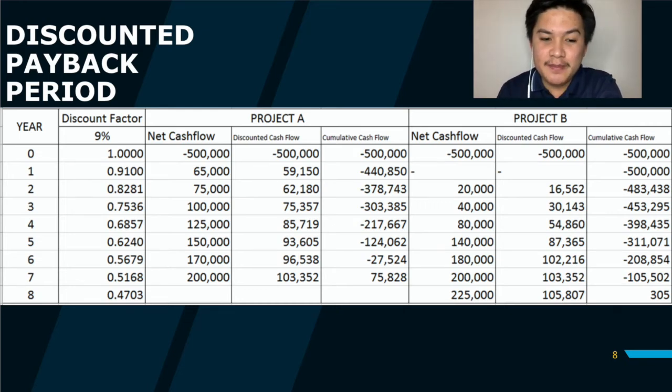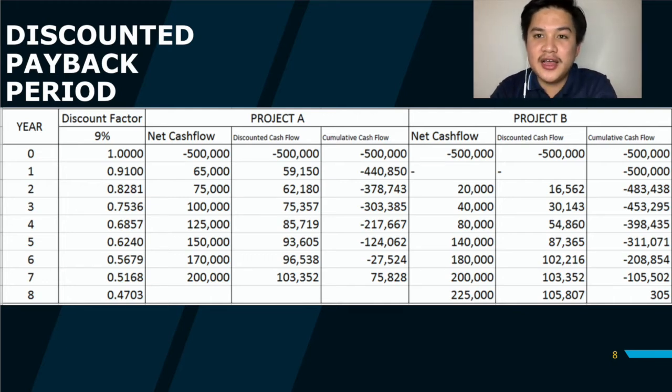The payback period for project A has increased from 4 years to now 6 years, whereas for project B, it has increased from 6 years to 7 years. Here we could see the accuracy of the discounted payback period method.